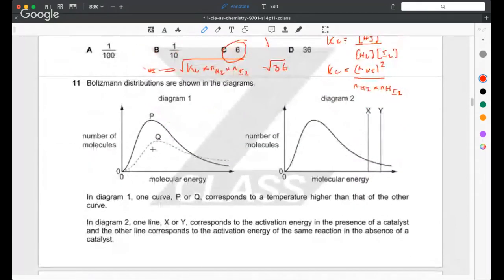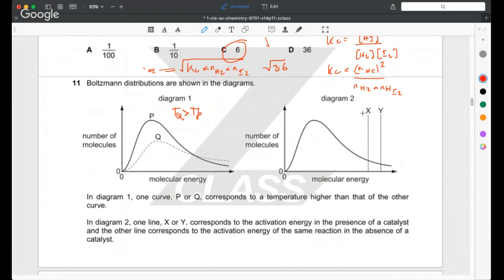Good. All right, so looking at some Boltzmann distributions here, to help yourselves, you could say that the temperature of Q is greater than the temperature of P, because when you raise the temperature, the average moves to the right and you get a greater number of molecules over here with more energy. So Q is at the higher temperature compared to P.